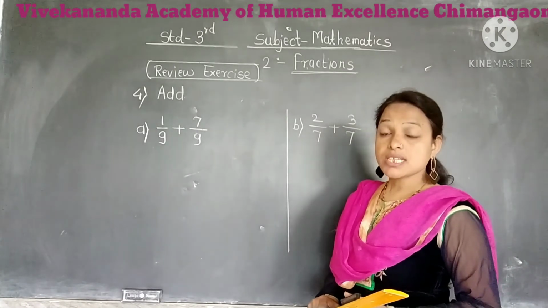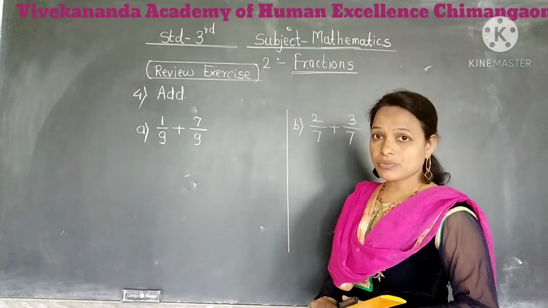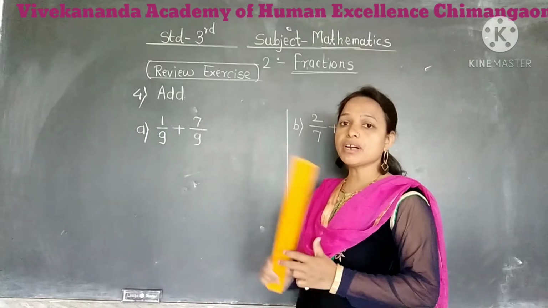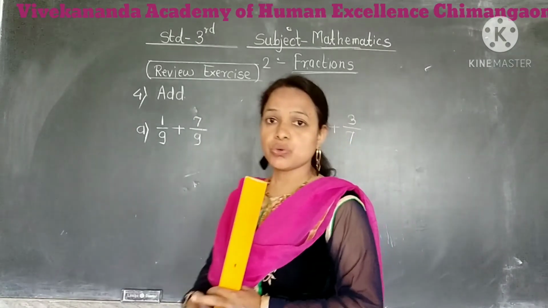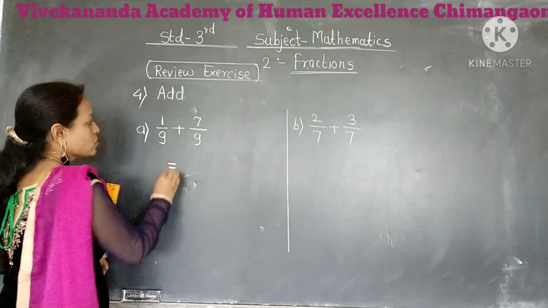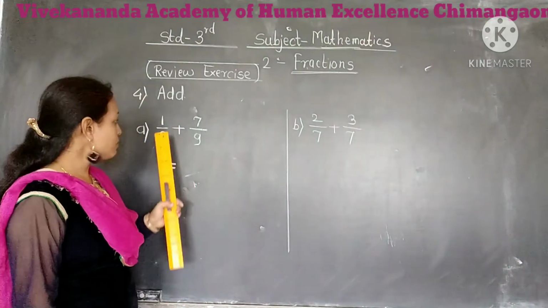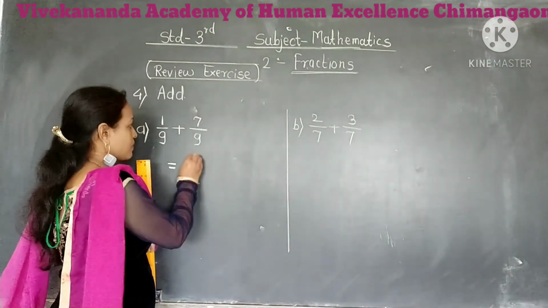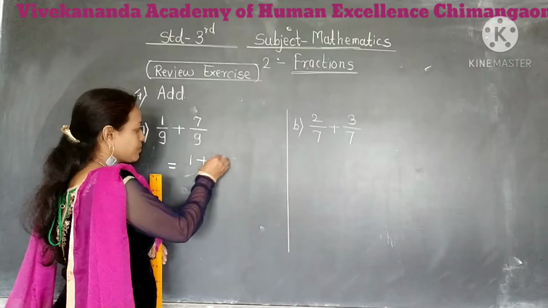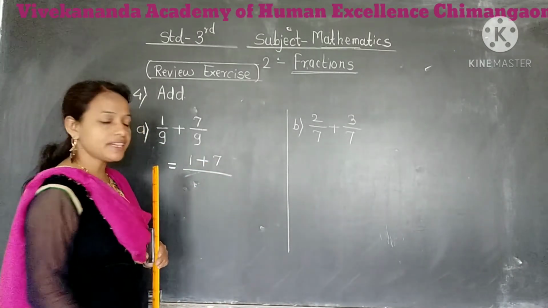So we have learned that the sum of fractions having the same denominator is equal to the sum of their numerators upon the common denominator. So with the help of it, we will add the given fractions. So here, the sum of their numerators: 1 upon 9, its numerator is 1, and 7 upon 9, its numerator is 7. And for both fractions, the common denominator is 9.